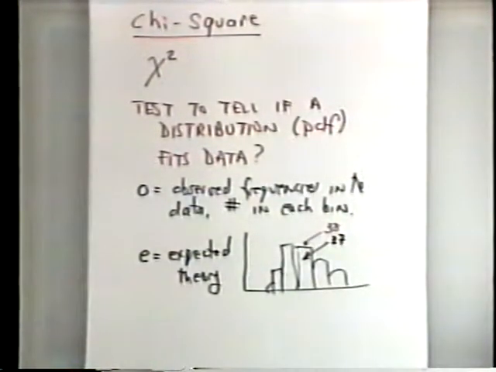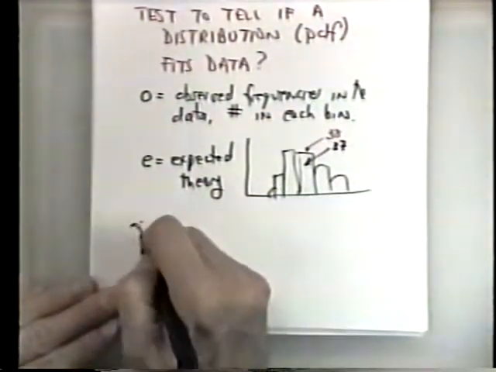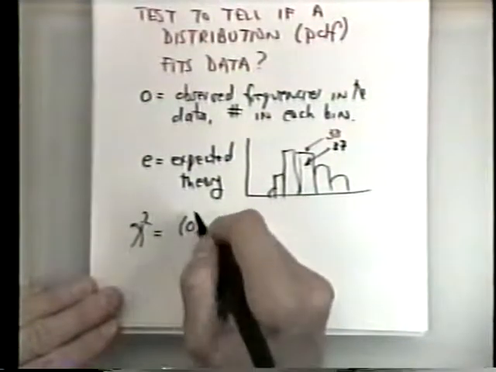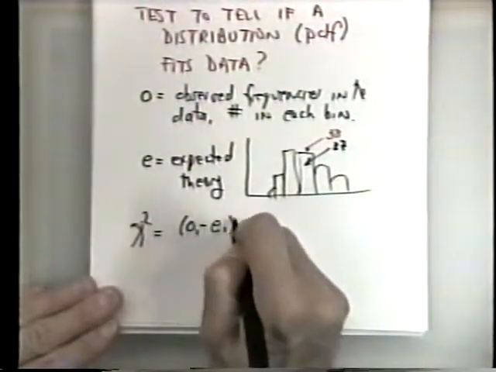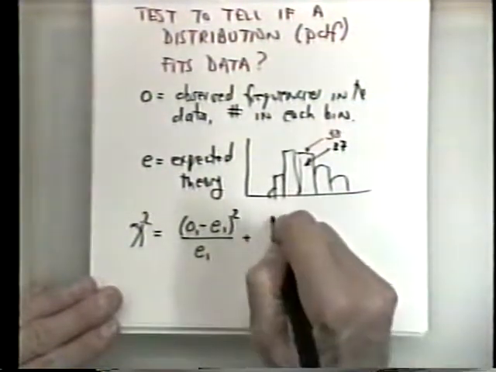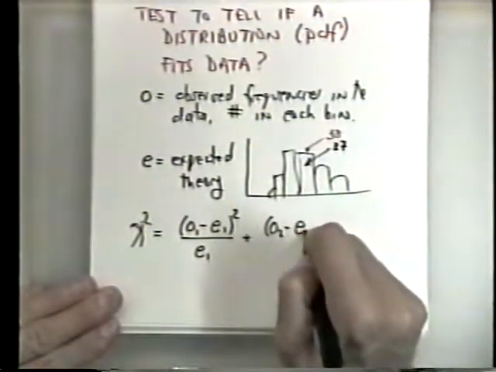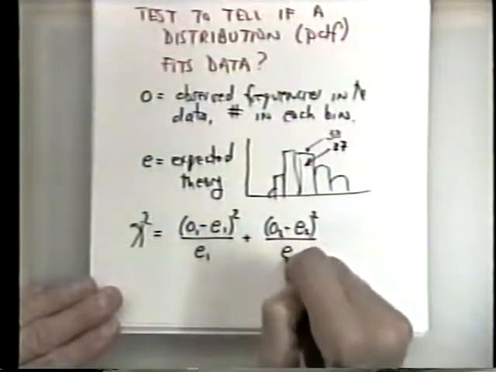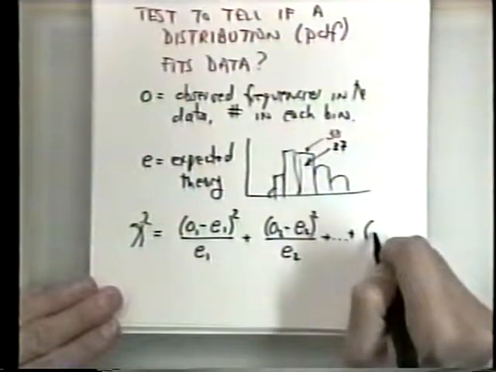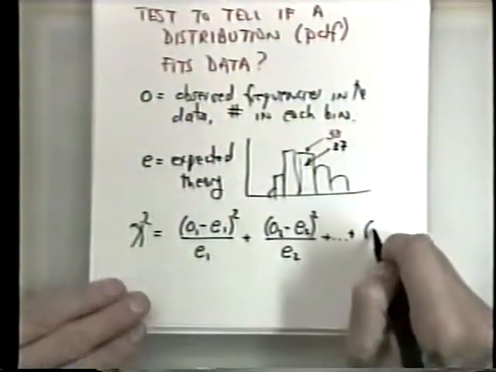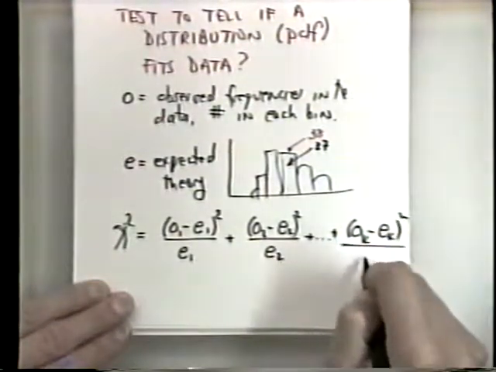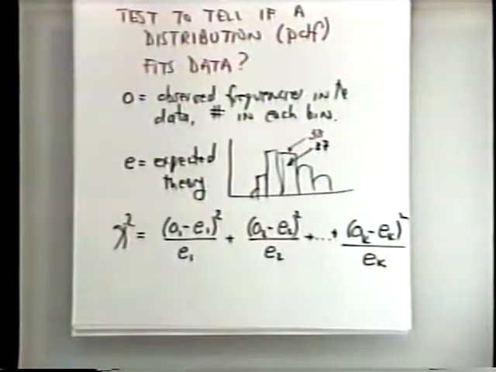And then what we do, the value of chi squared is equal to, in the first bin, the observed minus the expected frequency squared divided by the expected frequency, plus the observed minus the expected frequency in the second bin divided by the expected frequency, etc., all the way up to the, let's say, k bins, squared divided by the expected frequency in k.